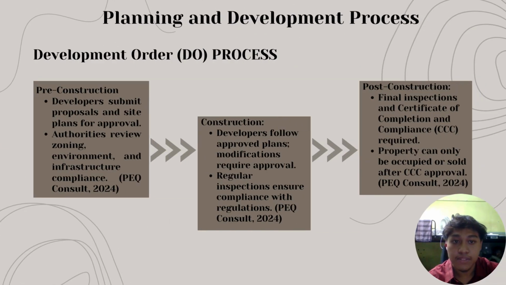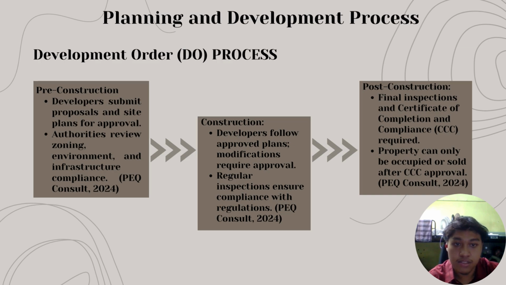Next is the development order process. So before starting a mixed-use development in Malaysia, developers must obtain a development order. This process has three main phases. First is the pre-construction phase. Developers submit the project proposal and the site plan to the local authority. The authority checks the zoning law, environmental impact and infrastructure needs before approval.